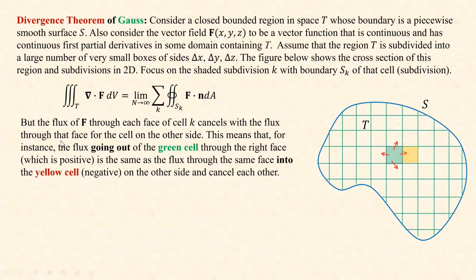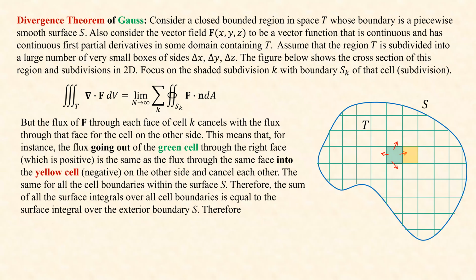This is more explanation. This means that for instance, the flux going out of the green cell through the right face is this one, which, as we show here, if the field is this way, is positive. It is the same as the flux through the same face into the yellow cell, which is negative. So this flux through this face, for this cell, shows up as positive. For this cell, it shows up as negative. And if you add all the contributions, they cancel each other. The same for all cell boundaries within the surface. So for all of these boundaries of cells, each one cancels with the neighbor, unless you go somewhere that there's no other neighbor.